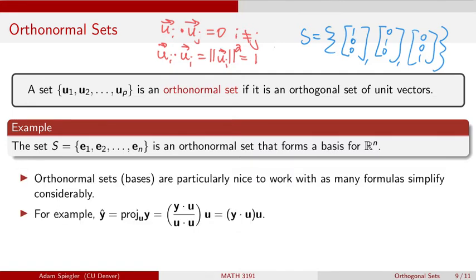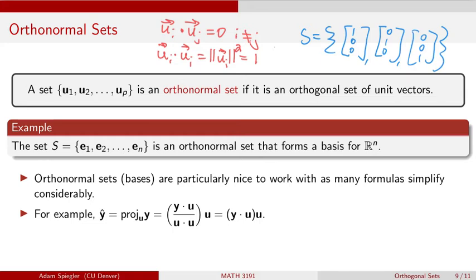And these are going to be really nice bases to work with. A lot of the formulas that we've just gone through simplify quite a bit when these vectors in our basis are orthogonal with each other, and moreover, when they all have magnitude equal to 1.